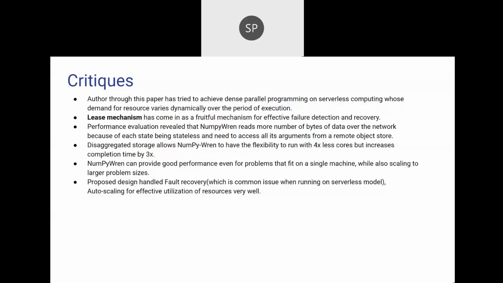These are the list of important points identified during the read of the paper.